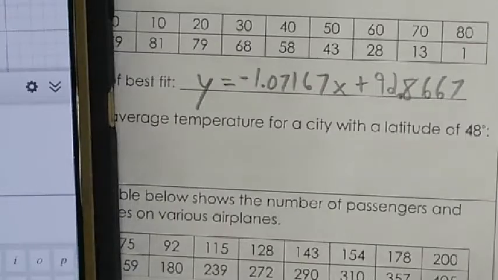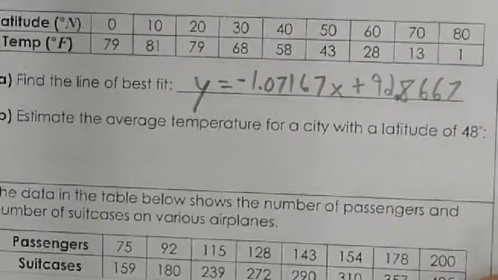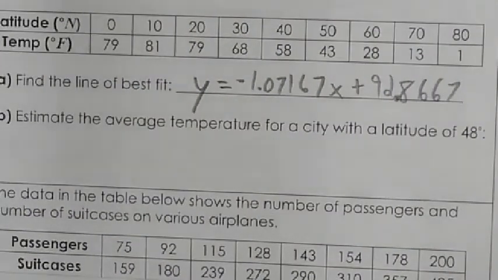Now, let me tell you all, if we did this the old school way, it's a lot more steps. If we did it by hand, it'd take probably about 30 minutes to do this problem. So you definitely don't want to do it by hand. I'm not going to even worry about showing you that. But that is the equation you get.